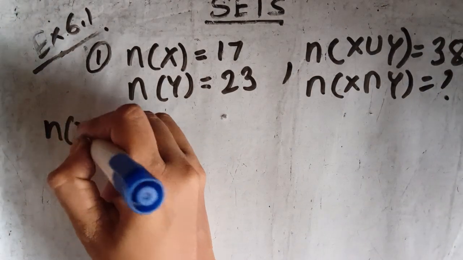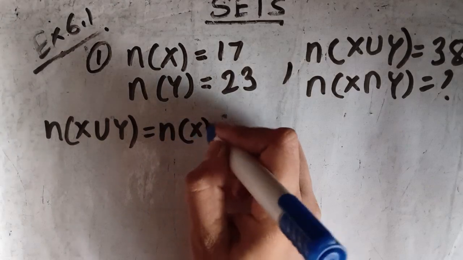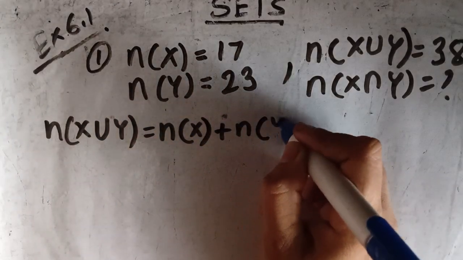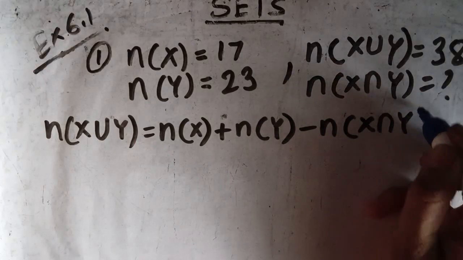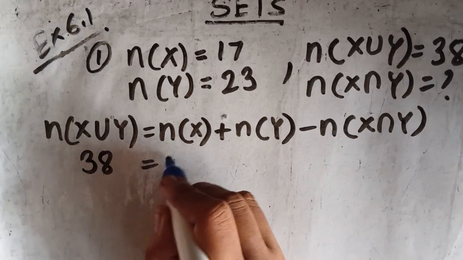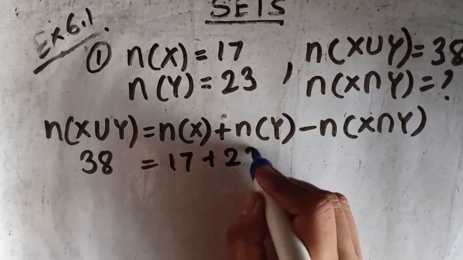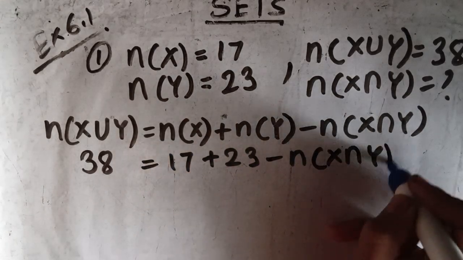So the number of elements in X union Y is the number of elements in X plus the number of elements in Y minus the number of elements in X intersection Y. So this is 38 equals 17 plus 23 minus X intersection Y.